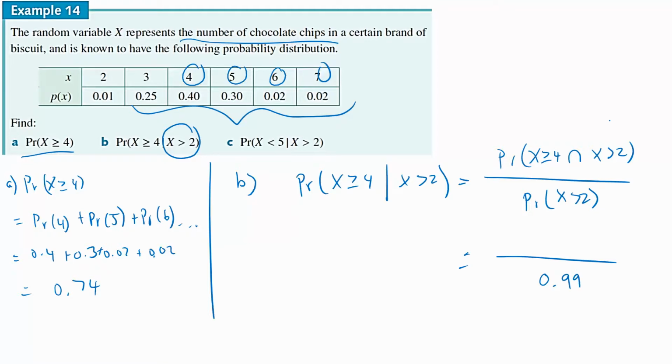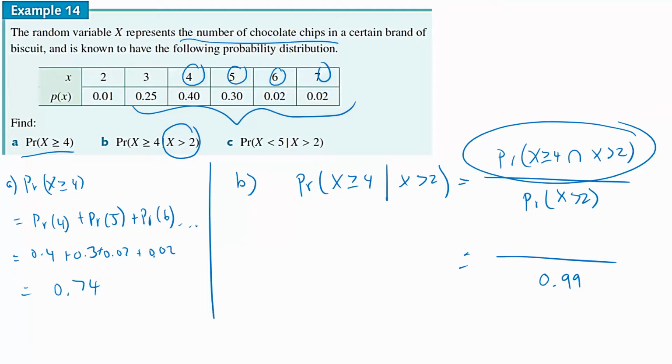Now the question is, what's the chances of getting 4 or more intersecting greater than 2? So where do they both have in common? Greater than 2 is 3, 4, 5, 6, 7, and 4 or more is 4, 5, 6, 7. So where do they both intersect? Where do they both occur at the same time? 4, 5, 6, 7. That's where they both have the same intersect.